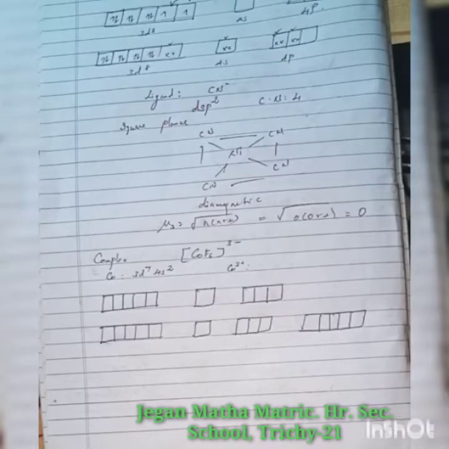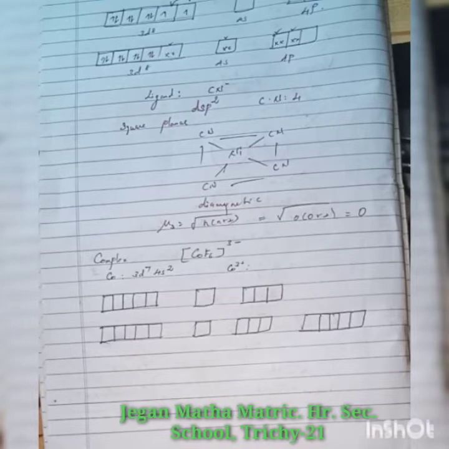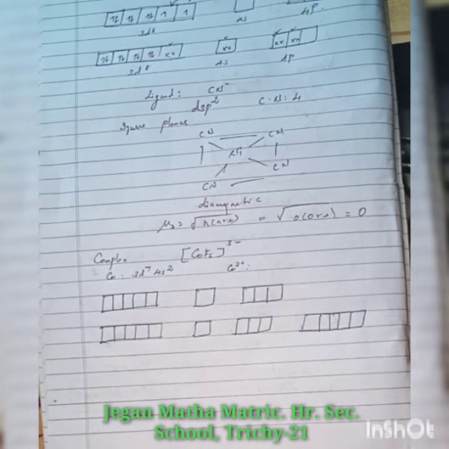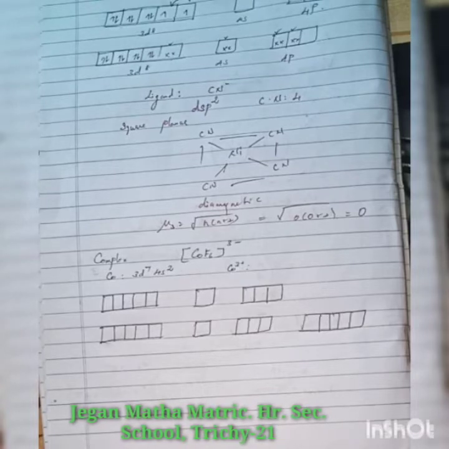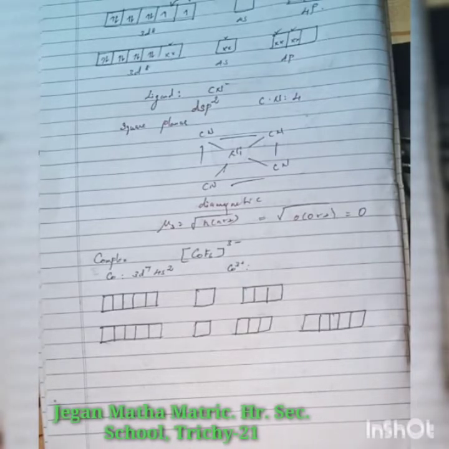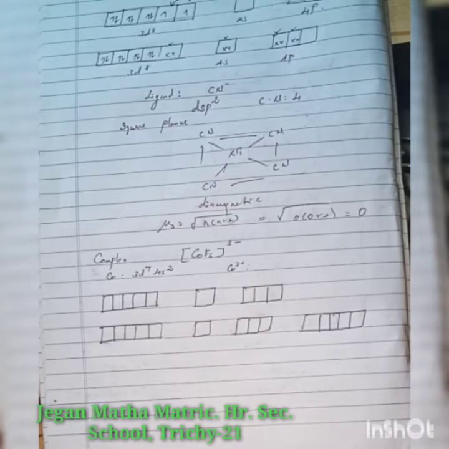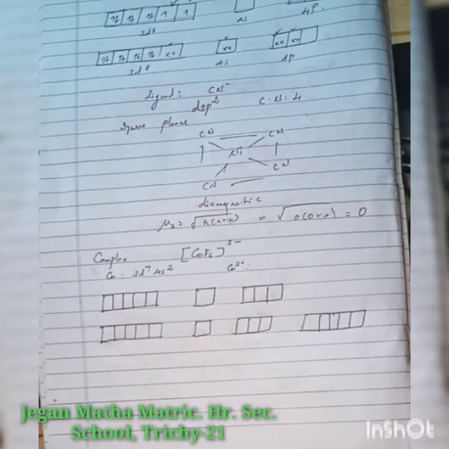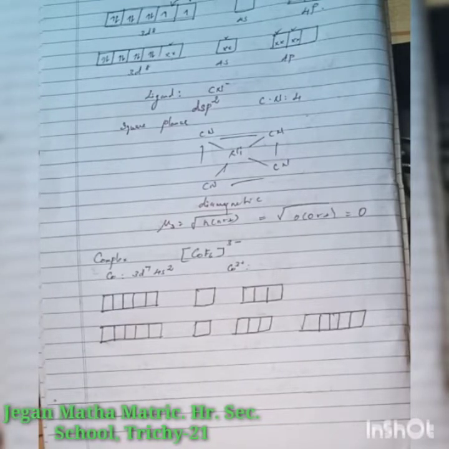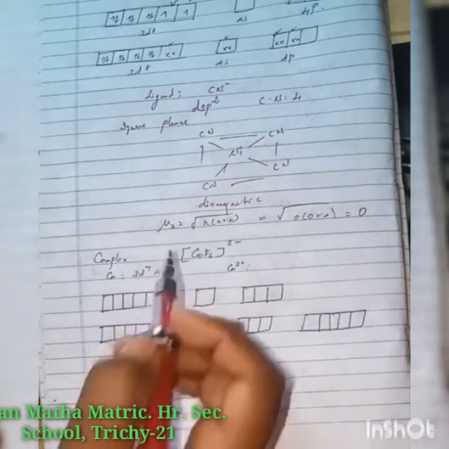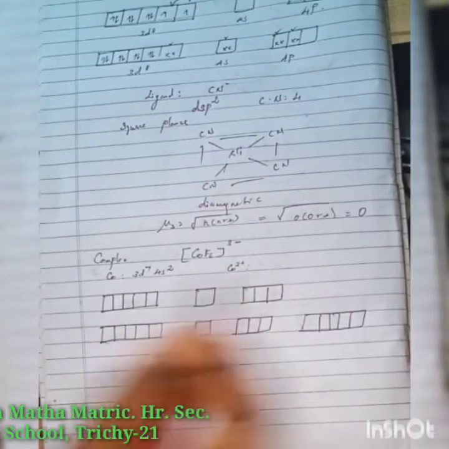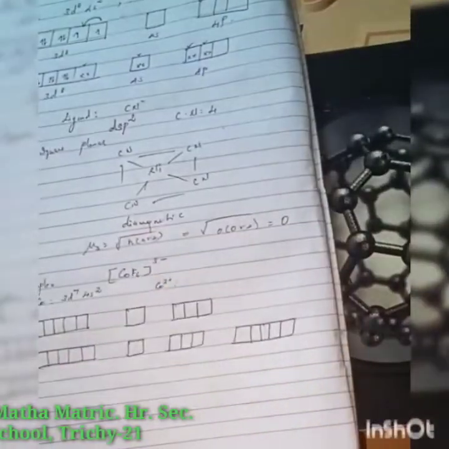And then the next complex is CoF6 3-. Here, cobalt's outer electronic configuration we already know is 3d7 4s2. Cobalt is in the zero oxidation state when we write this outer electronic configuration, but the oxidation state is not given here, so we find it out.